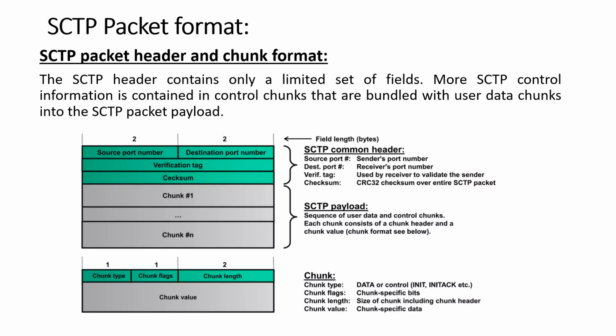It includes a common header containing the source and destination port, verification tag, and checksum. And here, one or more chunks which may contain control messages or user data. The chunked architecture makes SCTP flexible and efficient.